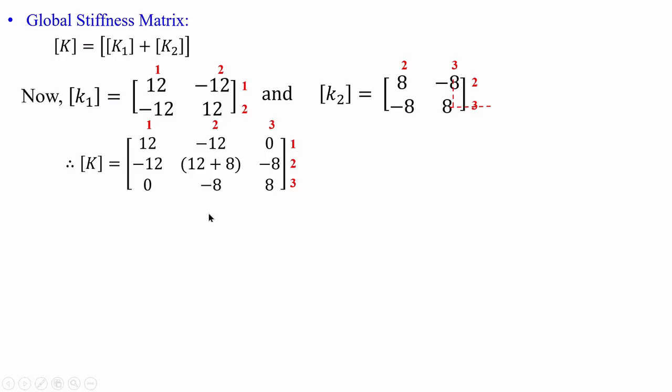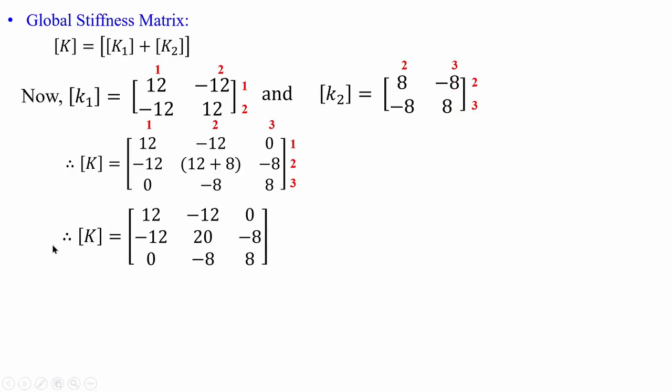And the final third element of the third row will be column number 3 and row number 3, which is 8. Therefore, we have the third element of row 3 as 8. I hope you have understood how to write this composite or global stiffness matrix, which plays a very important role in estimation of nodal displacement. So the final global stiffness matrix will be 12, minus 12, 0, then minus 12, 12 plus 8 is 20, then minus 8, then 0, minus 8 and 8. The global node numbers were marked 1, 2, and 3.